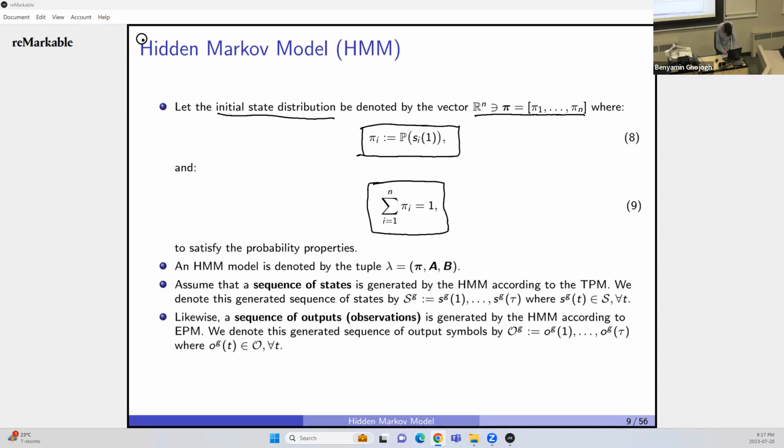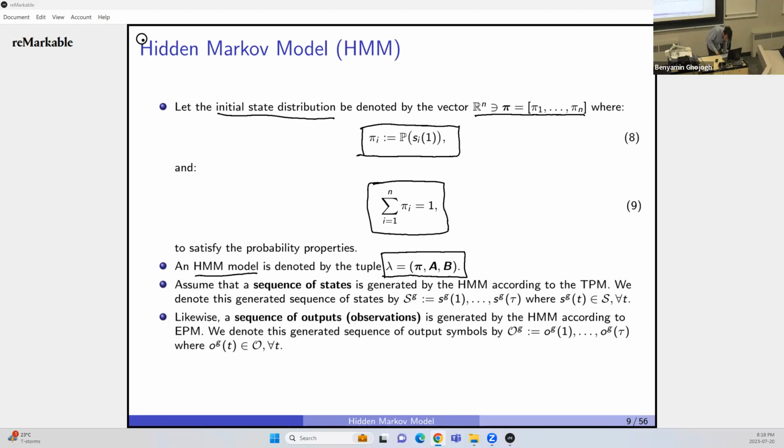An HMM model is denoted by this tuple, lambda, which is the tuple of pi, A and B. If you give me pi, the initial distribution probability of states, A and B, then you have given me all the information for the hidden Markov model, right? Because what does A say? The probability of going from one state to another state. What is B? The probability of emission from states to observations. And pi is the initial distribution.